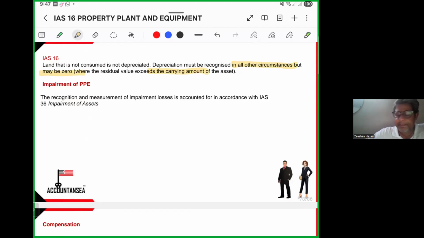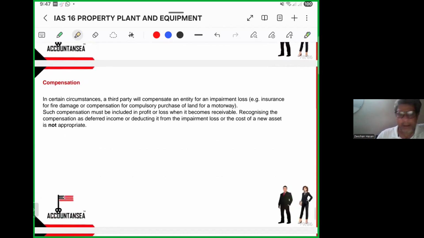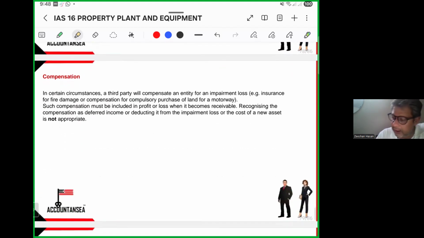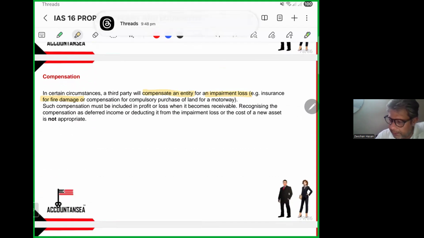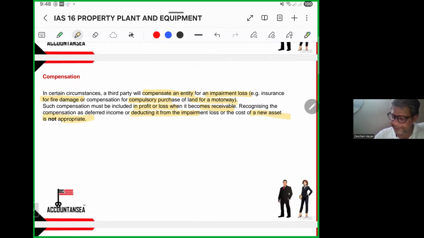Then we have compensation. In certain circumstances, a third party will compensate an entity for an impairment loss, for example, insurance for fire damage, or compensation for compulsory purchase of land for a motorway. Such compensation must be included in profit or loss when it becomes receivable. Recognizing compensation as deferred income, or deducting it from the impairment loss or the cost of a new asset, is not appropriate.